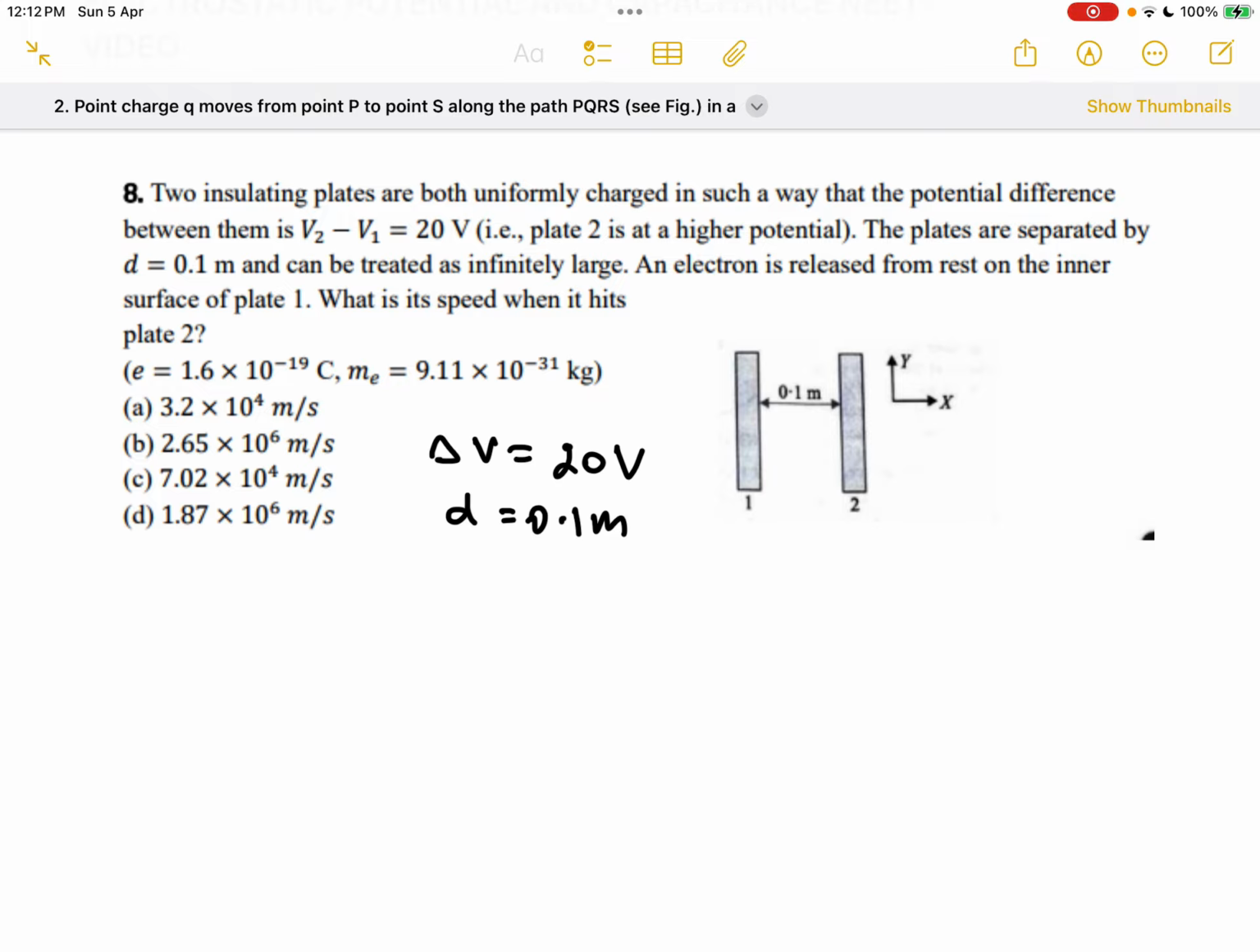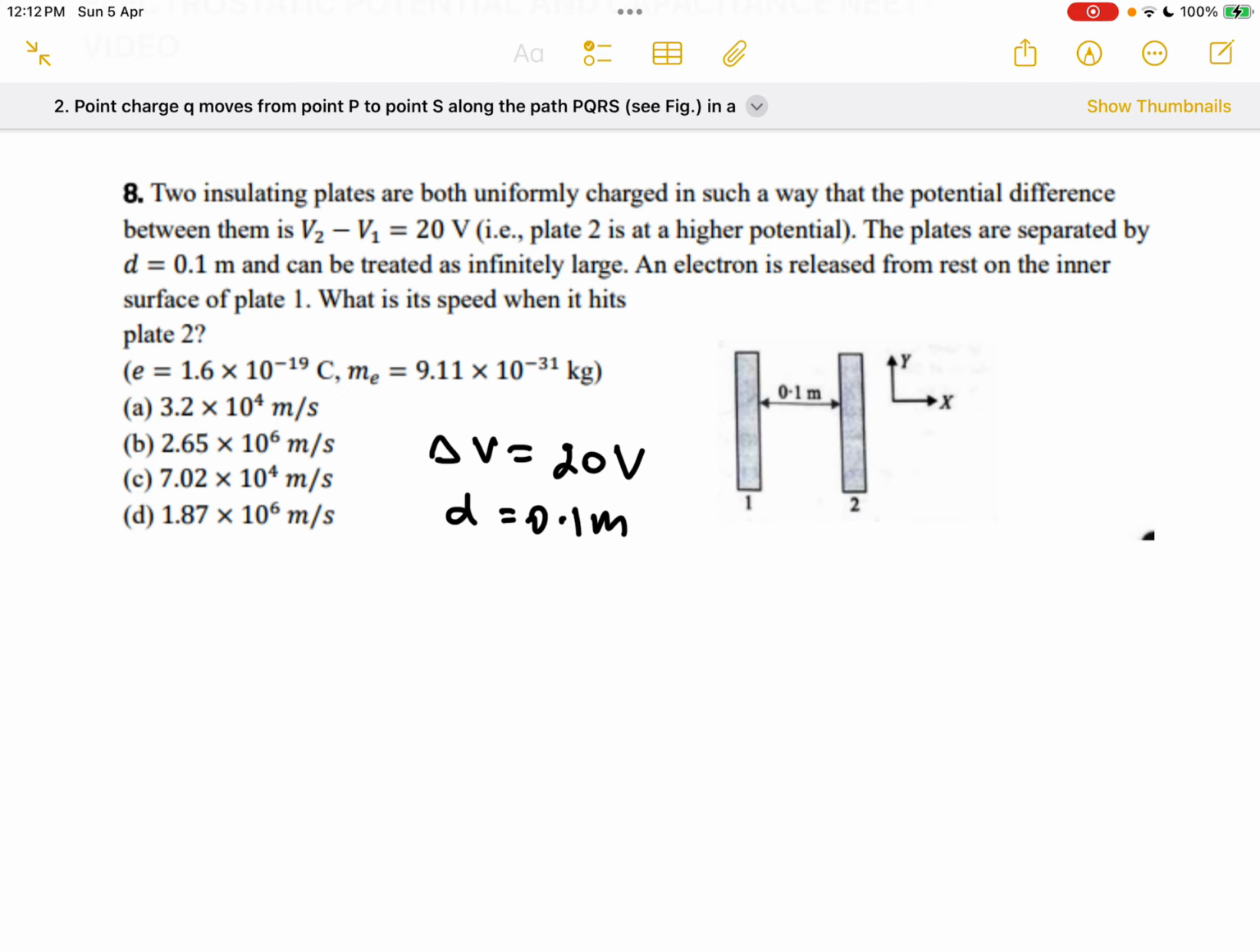That can be treated as infinitely large. Both the plates are infinitely large. An electron is released at rest from the inner surface of plate 1. What would be the speed when it hits plate 2? We have to find the speed with which it hits plate 2.